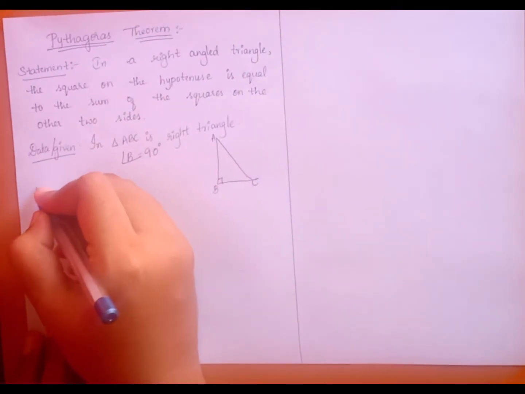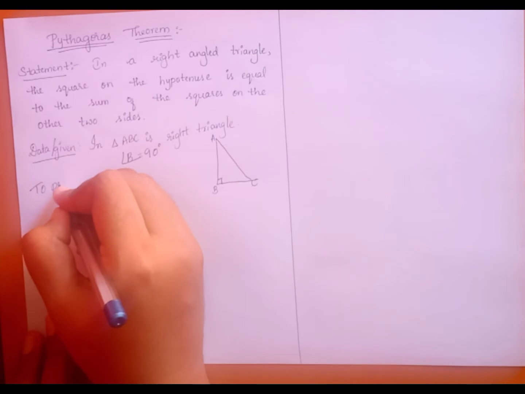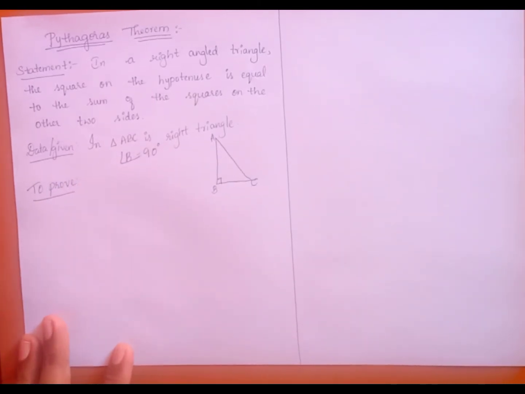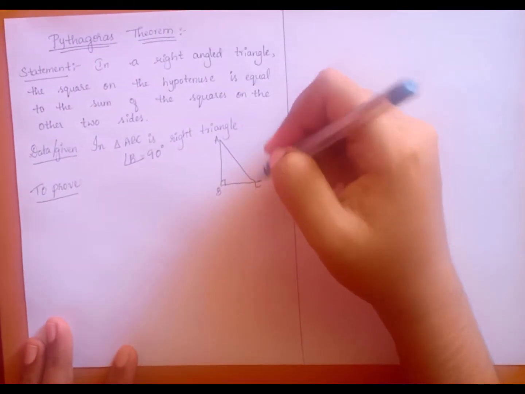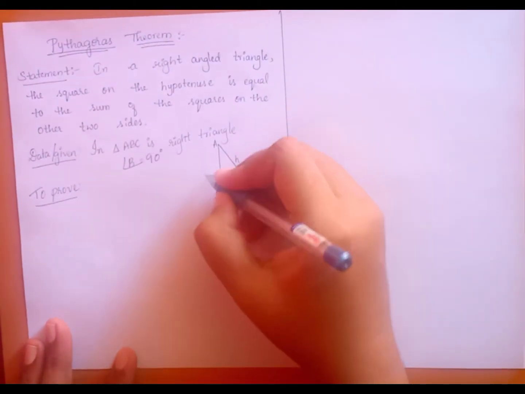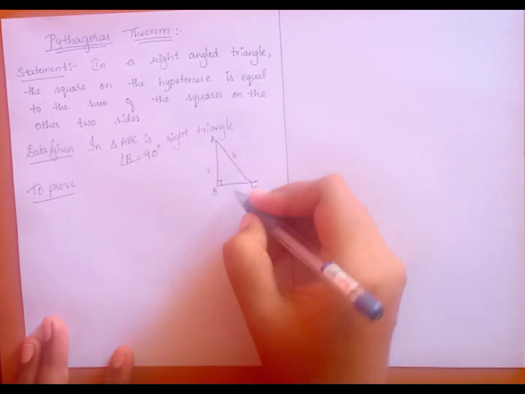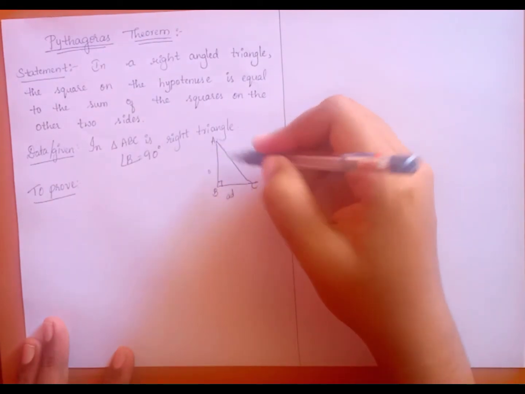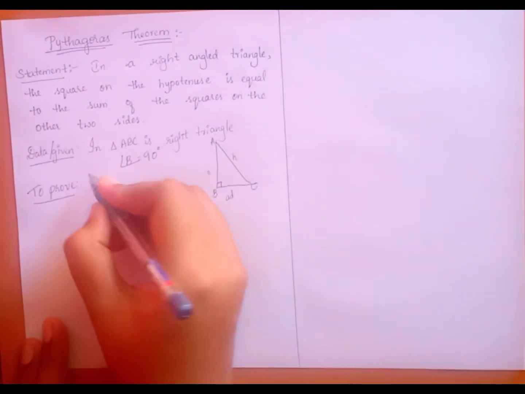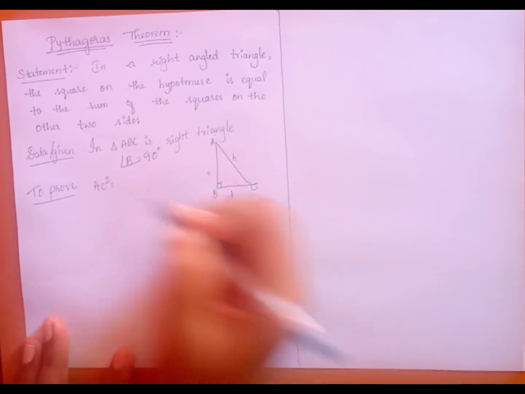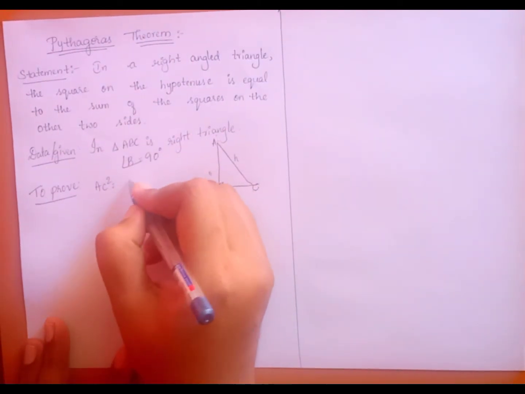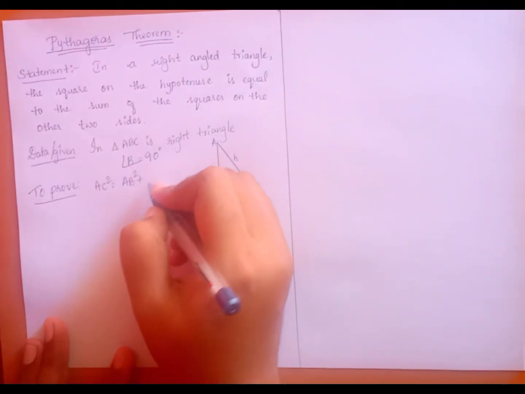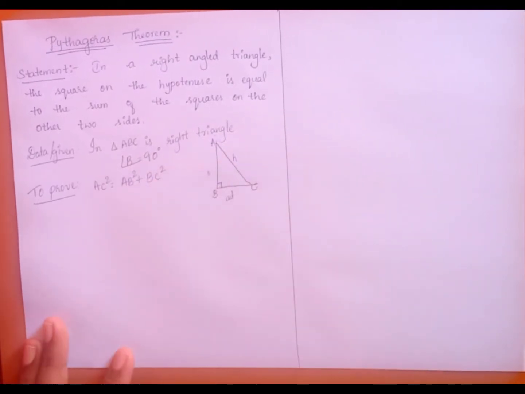So next we need to write to prove. Here they said we need to prove that hypotenuse square. So first we need to mark which is the hypotenuse in this. So here AC is the hypotenuse, AB is the opposite and BC is the adjacent. So now hypotenuse square means AC square is equal to the other two sides' square. So that means AB square plus BC square. So this statement we need to prove.